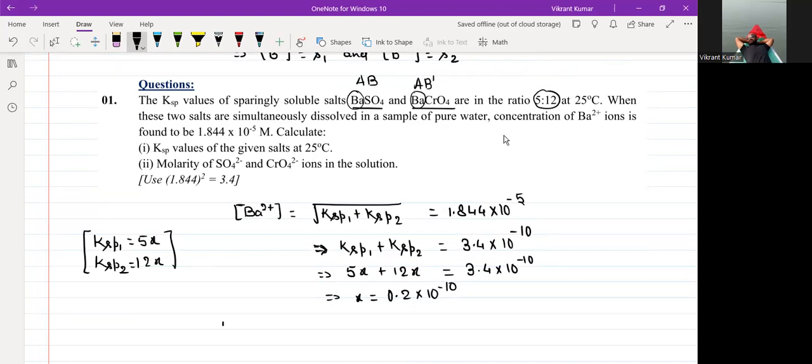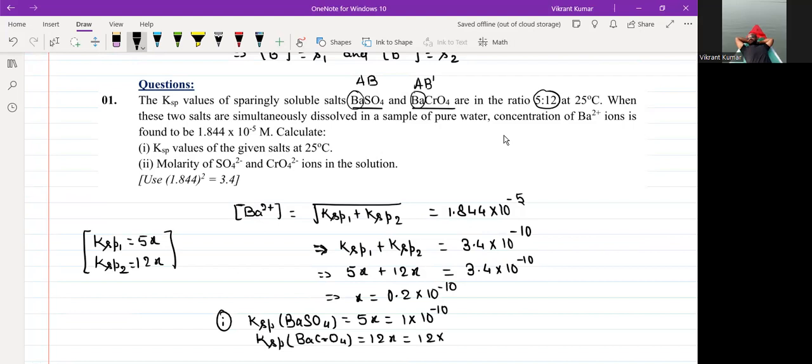So we have got first way KSP of BaSO4 is nothing but 5x, and that's why it becomes 1 into 10 raised to minus 10. KSP of BaCrO4 becomes 12x, and that's why it becomes 12 times 0.2 into 10 raised to minus 10, and that becomes 2.4 into 10 raised to minus 10.